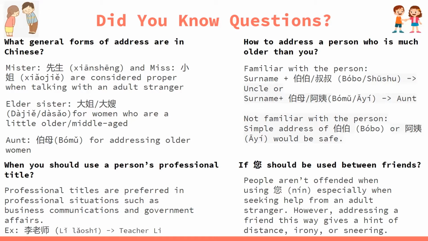And the final question, if 您 should be used between friends. People are offended when using 您, especially when seeking help from an adult stranger. However, addressing a friend this way gives a hint of distance, irony, or sneering.